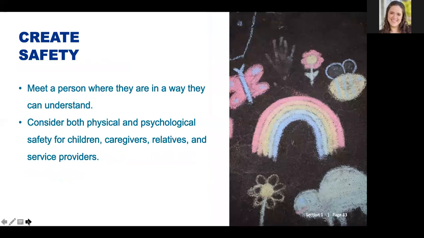Another strategy we can employ both as individuals and collectively as programs is to create a safe environment for the families and the professionals working in and around the system. So a few ways we might do that are to meet a person where they're at and meet them in a way that they can understand. It's best practice to provide information in multiple ways. So is it verbal? Is it written? Is it repeated often? And is it done so in a way that they can understand?